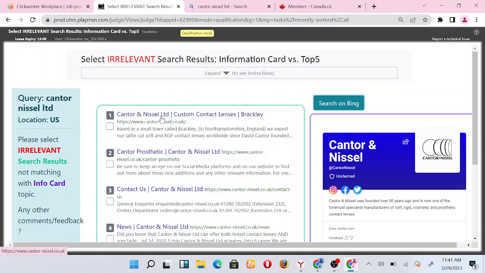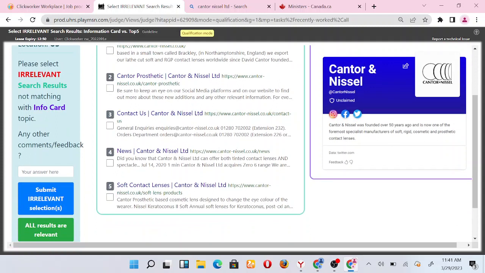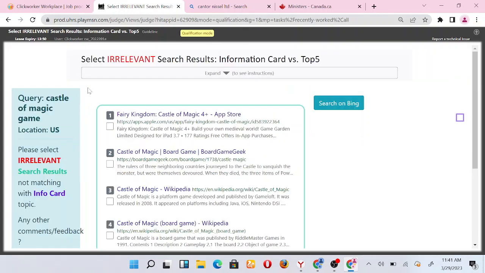Canto and Nicel. Good. This one is it? This one is also Canto. Protective control and Nicel. Contact control and Nicel. News control and Nicel. All relevant. Soft contact lens control and Nicel. Yeah, so they are all relevant. Okay.